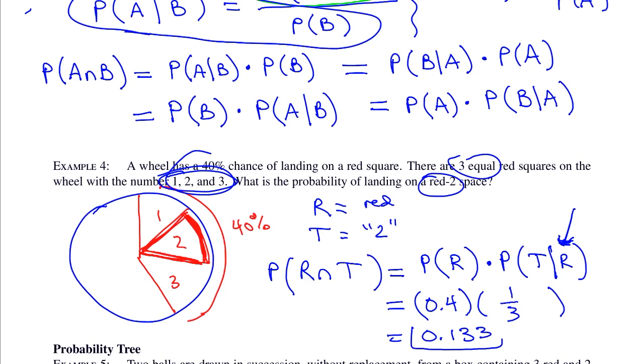0.133, or you could write that as a fraction. 11 out of 30? 0.133, I got 2/15 when I just put it in the calculator. 2 out of 15? Yeah. Okay. Let me check that. Yeah, that's right. That's what my calculator says. Yeah, 2 out of 15.